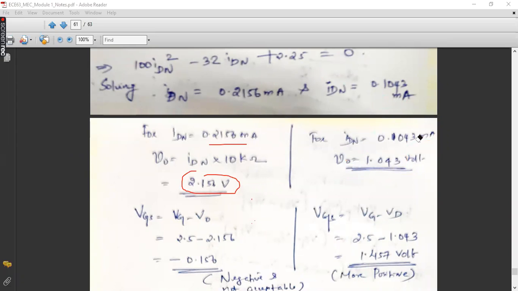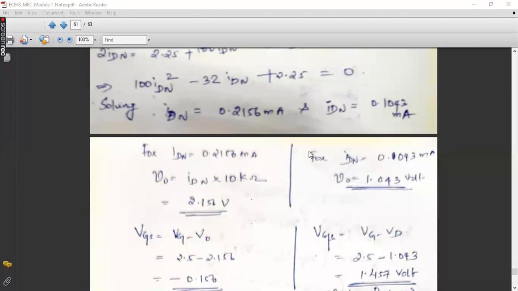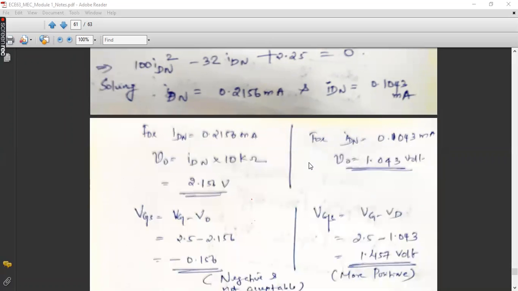We should go for VGS, right? The transistor which is offering more positive gate source voltage, since this is NMOS. Please recall in case 2 we are having only NMOS with our equivalent circuit. So the transistor which is having more positive gate to source voltage is more convenient.